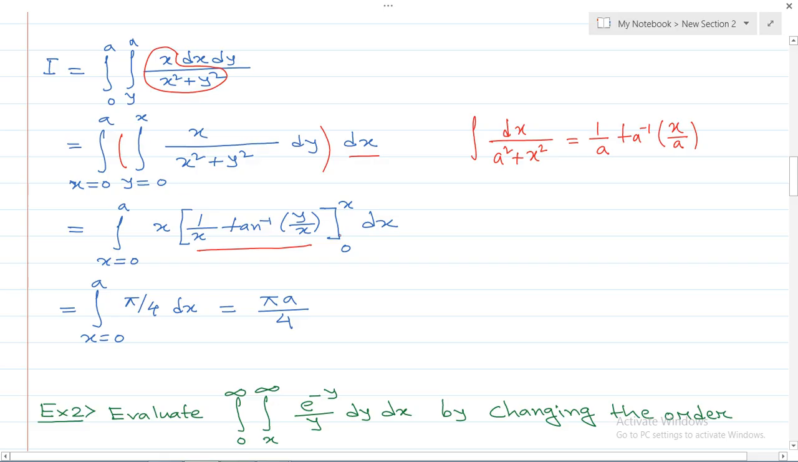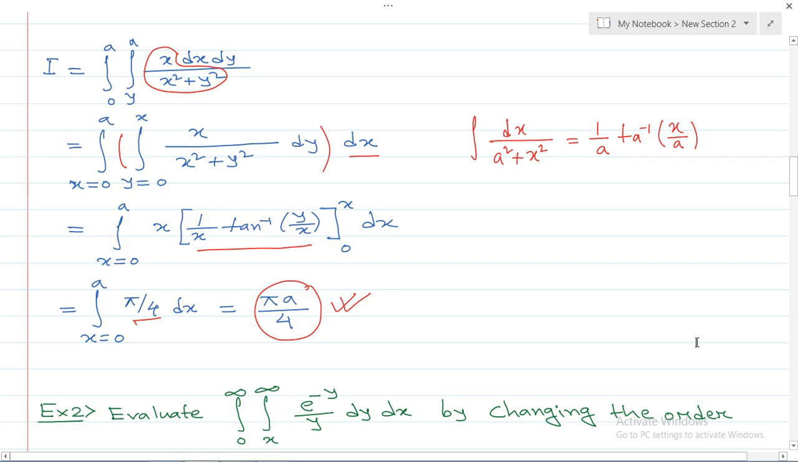The limit of y we have to put 0 to x. Now whenever we put y equal to x, tan inverse of x upon x becomes tan inverse of 1. Tan inverse of 1 is nothing but pi by 4, and this x and x are going to be cancelled out. Now you can see the integration becomes easier to solve. So pi by 4 is going outside, integration of dx only. The dx integration is x, upper limit is a, so the answer is coming pi a upon 4.